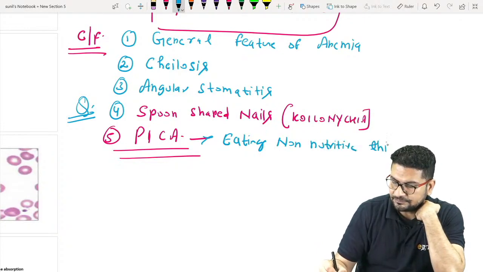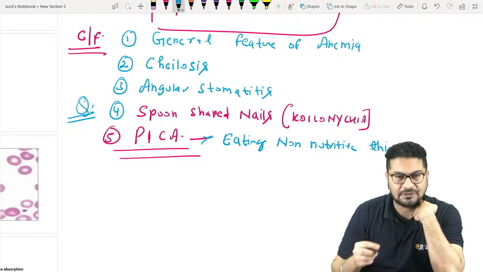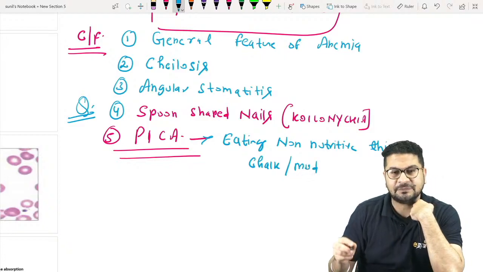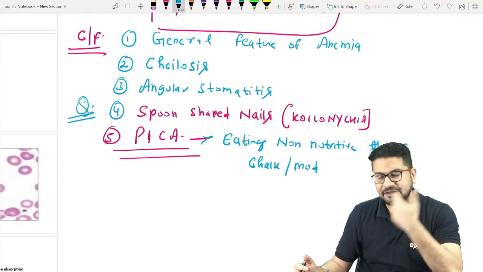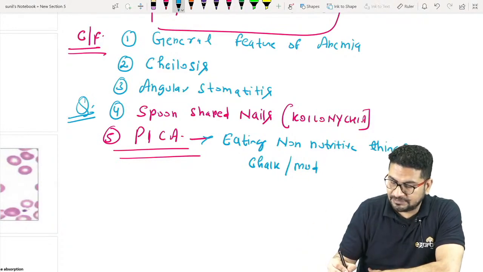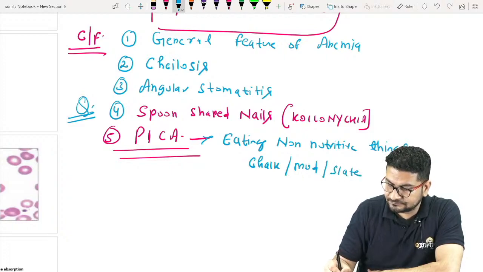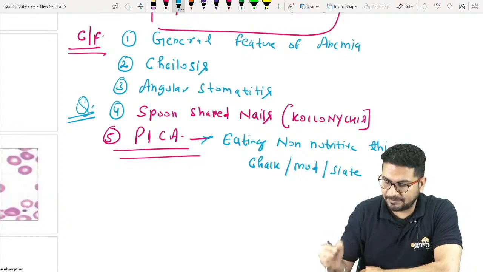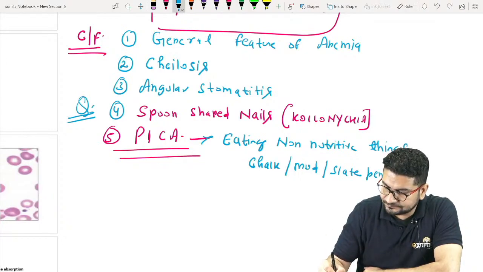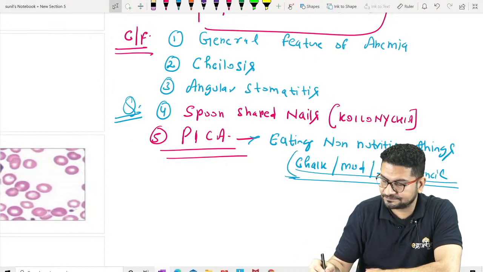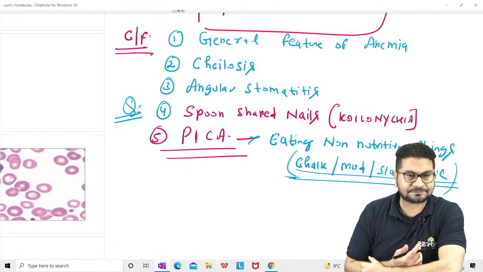Like eating mud, chalk, slate pencil. Many females, many males, they still consume this. Like I recently had a patient, she was 55 years old and she was daily eating batti. Batti means slate pencil. Like in childhood, what we write on a slate, we write with that white color. That is batti or slate pencil. So person starts eating non-nutritive things, chalk, mud, slate pencil, etc., because there is body craving of iron.